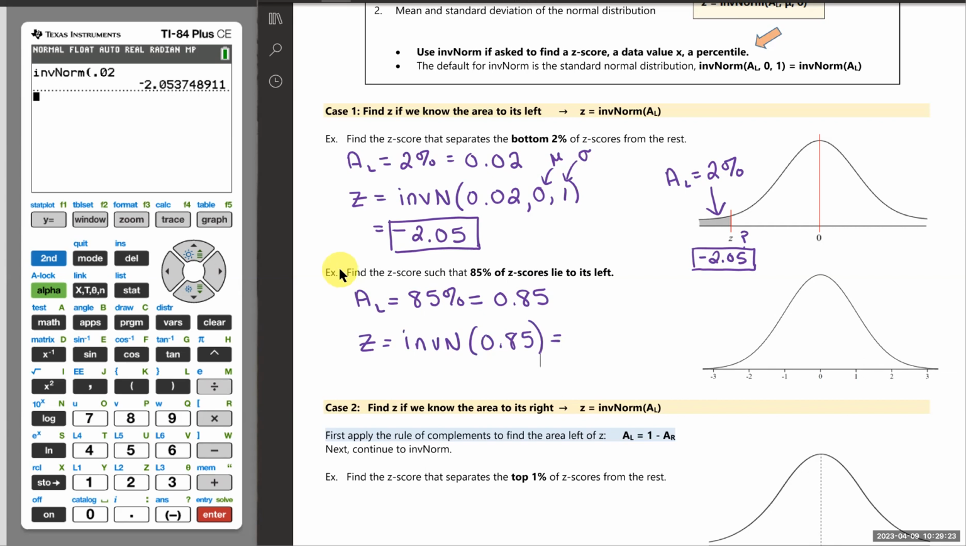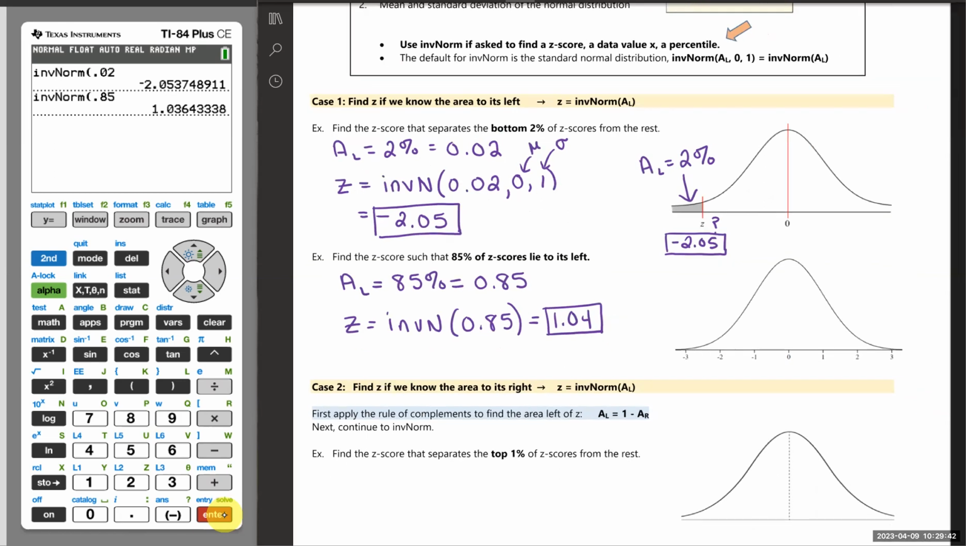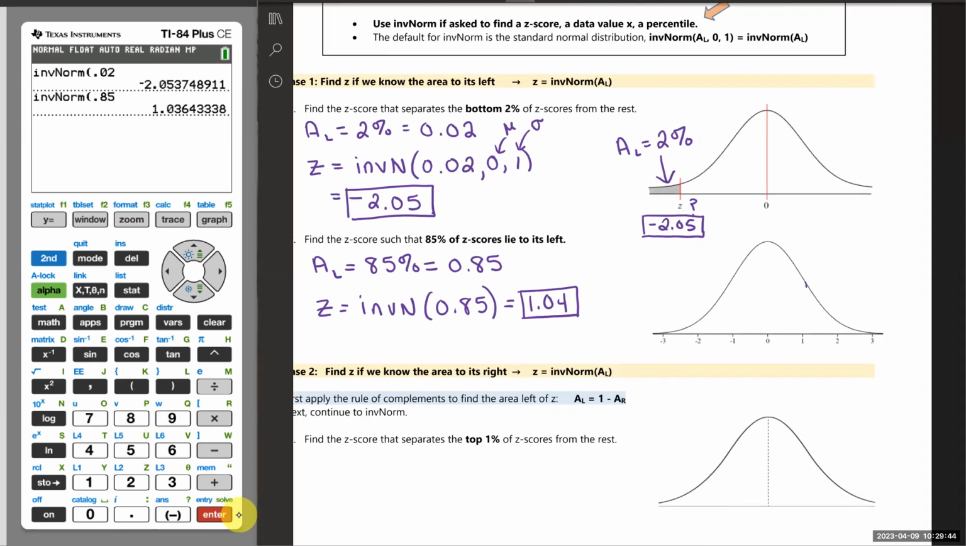All right, and then we'll see if our answer makes sense visually in a moment, but let's do our inverse norm, 0.85. And that's positive 1.04. So let's see if a positive z-score makes sense. 1.04, just about at 1 there. So that's our z-score.